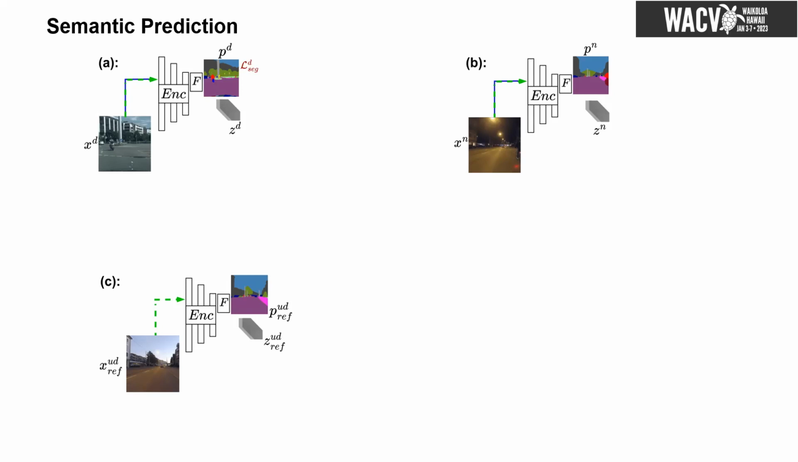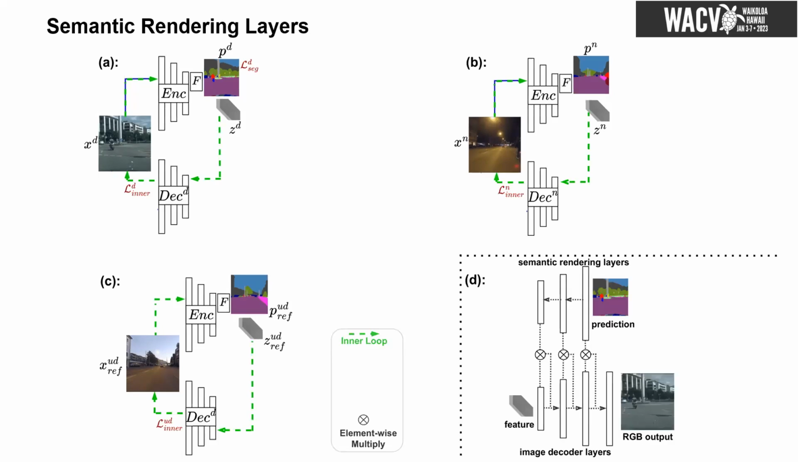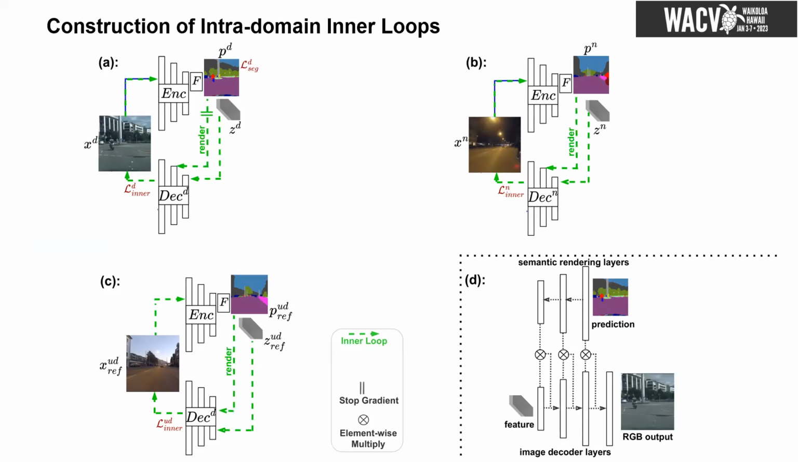For refining the model, self-inner loops are first constructed with help of either a daytime or nighttime image decoder that contains our proposed semantic rendering layers. These self-loops result in recovering the input data using the predicted semantic maps by rendering them into the encoded features.